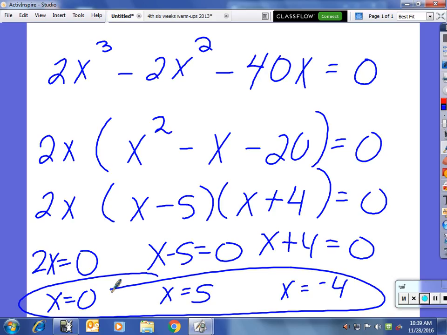You could write them as points, (0, 0), (5, 0), (negative 4, 0). Or you could just write them just like I did. Or with the fancy squiggly lines.